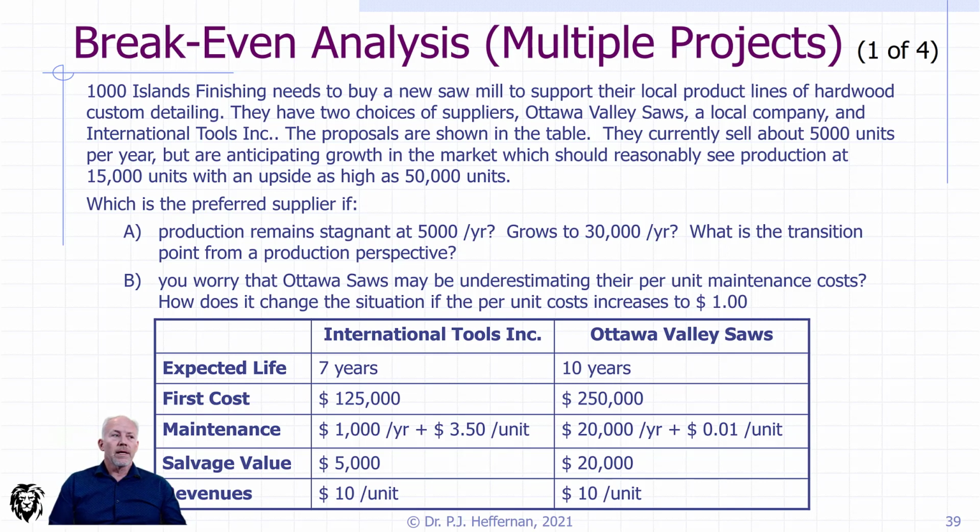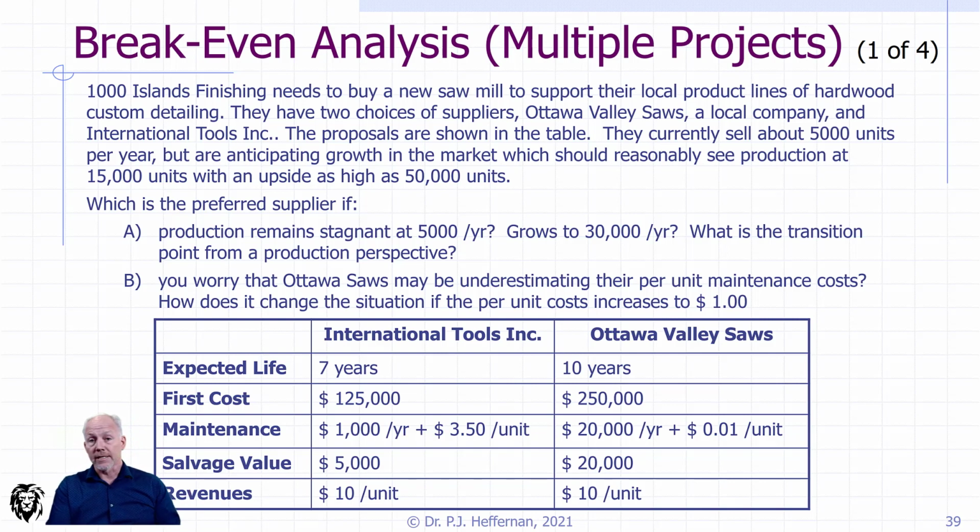The company, Thousand Islands Finishing, is currently selling about 5,000 units per year, but they are also expecting that the market is going to change. That's perhaps one of the reasons why they're considering this investment at this point in time. They can reasonably anticipate that production is going to go up to 15,000 units per year and has an upside as high as 50,000 units per year. So the question being posed is, which is the preferred supplier? Is it the local company, Ottawa Valley Saws, or the international company?